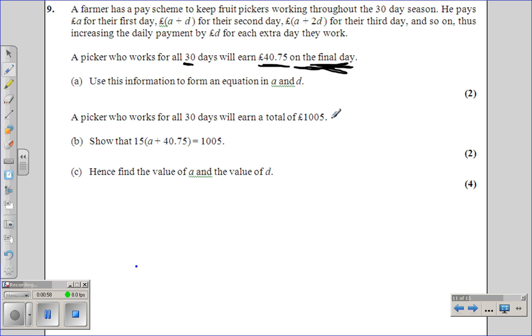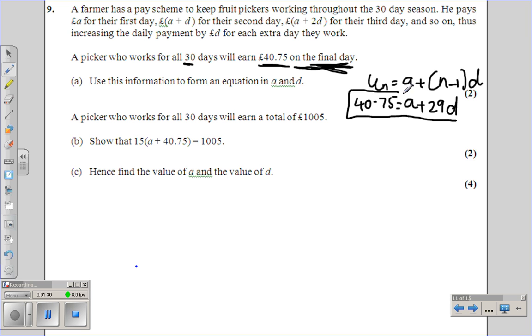If you look to your formula book, it will say that the nth term for an arithmetic series is A plus (n minus 1)d. So we know that on the 30th day, it's £40.75. So £40.75 equals the first term, which is A, plus (n minus 1), well, it's 30 days, so 30 minus 1 is 29d. So that is the answer to part A. We've formed an equation in A and D. We can't solve it because there's two unknowns.